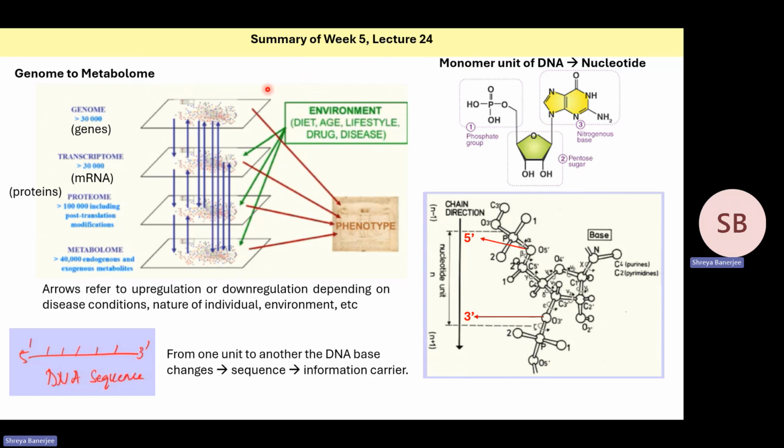So in this plane, all these dots represent genes. You can imagine there are 30,000 genes. From each gene, you get an mRNA. So you will have more than 30,000 mRNA. That is called the transcriptome, because from gene to mRNA happens through transcription. Then from mRNA to protein happens through translation.